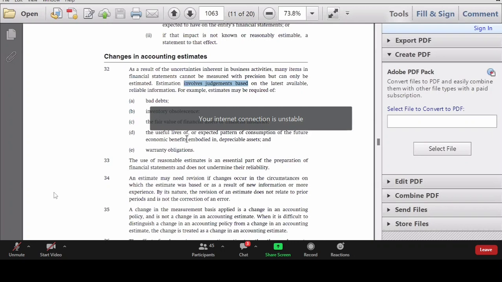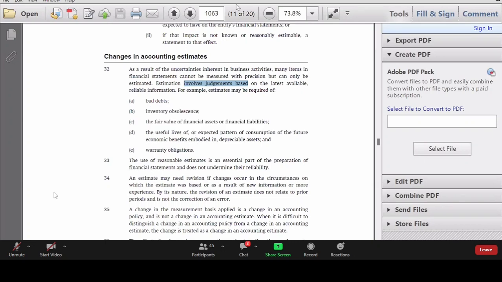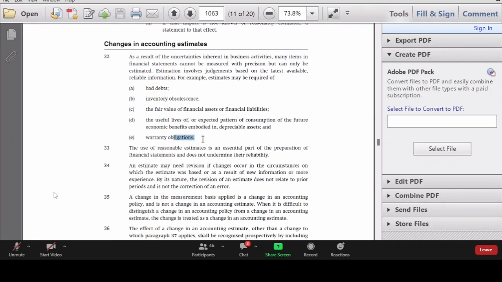Also, we estimate the useful lives of different assets, since we may not be sure up to when we're going to use that asset. And then warranty obligations. So the use of reasonable estimates is an essential part of the preparation of financials and does not undermine their reliability. So there are many requirements here we should follow.